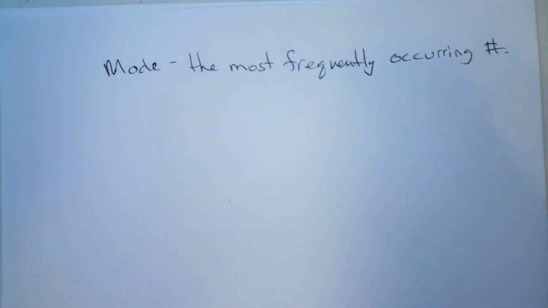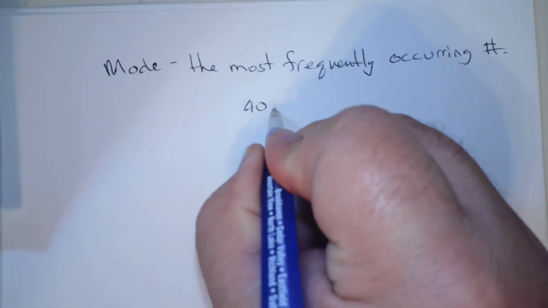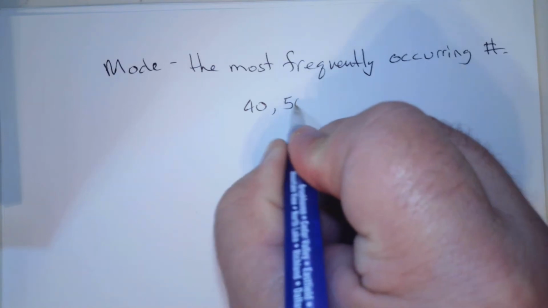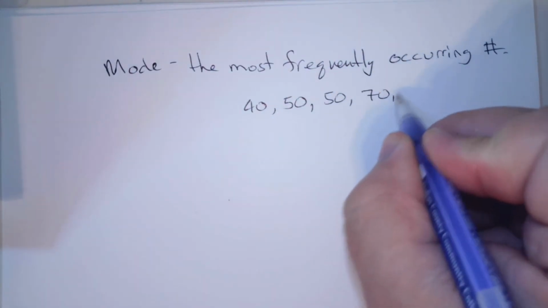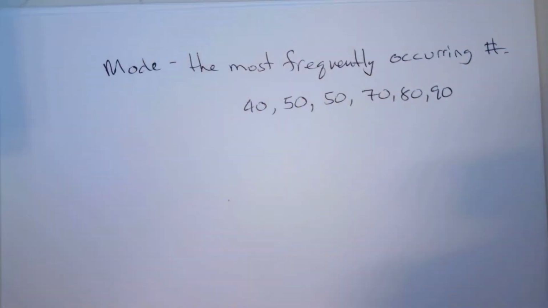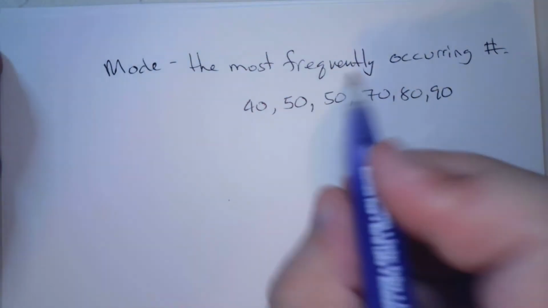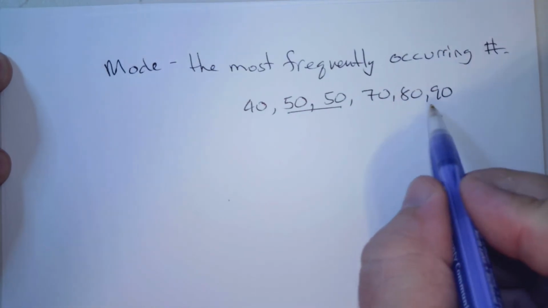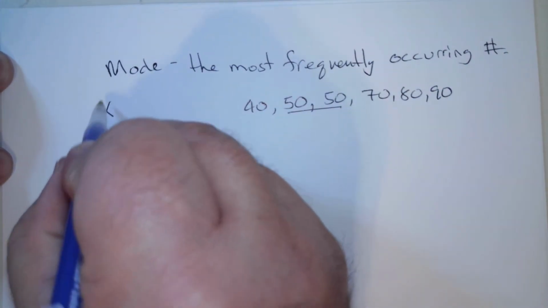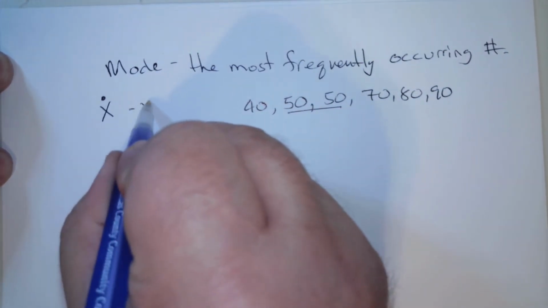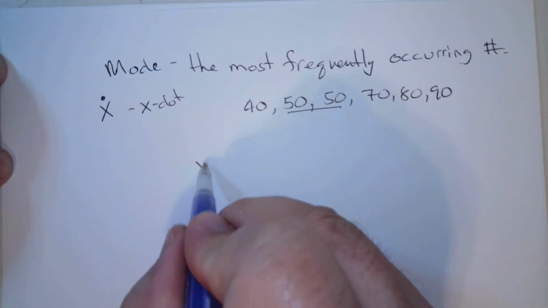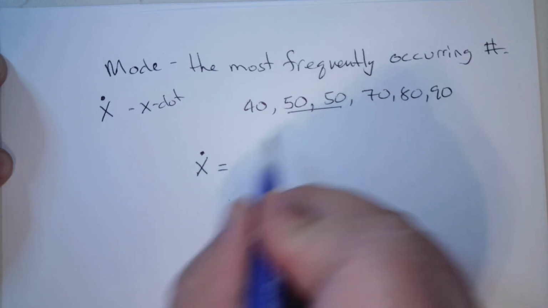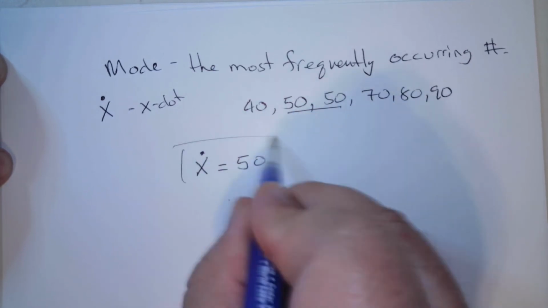So in our data set, let's look at the last one. We had 40, 50, 50, 70, 80, and 90. So 50 occurs twice. So the mode is known as X dot. So the mode is 50 because it occurs the most.